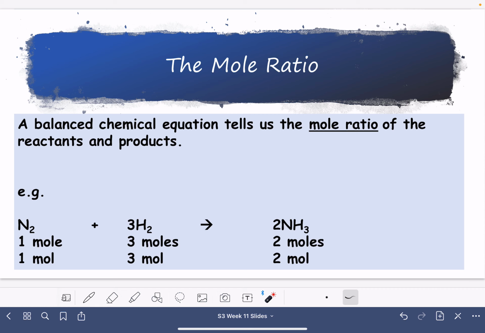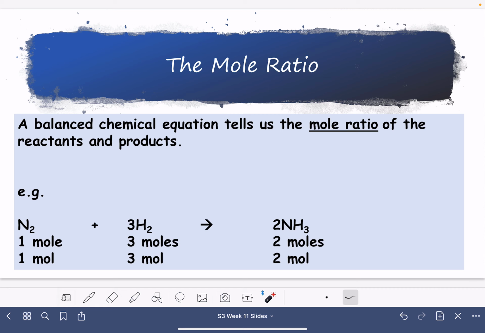Okay, so a balanced chemical equation tells us the mole ratio of the reactants and products. So in this example, we've got 1 mole of nitrogen, which reacts with 3 moles of hydrogen and produces 2 moles of ammonia, okay? And all these moles represent masses, okay?